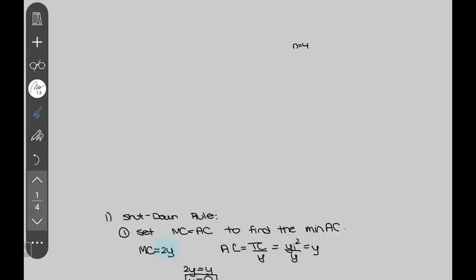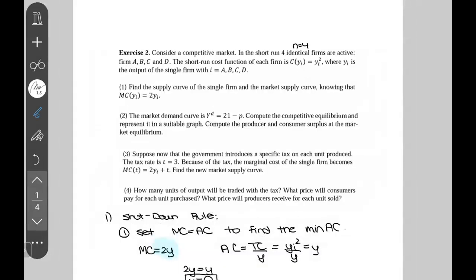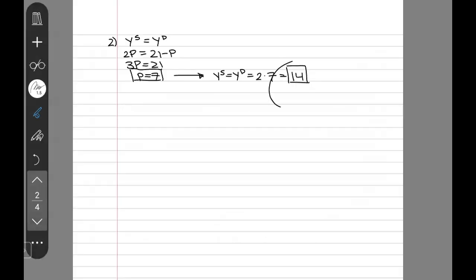And I don't think they ask us, but if they asked us for the individual firm quantity, then we would just take that and divide by 4, because we had 4 firms. In this case, that would give you a decimal. So obviously it's a bit of a weird situation, but you would just leave it like that.